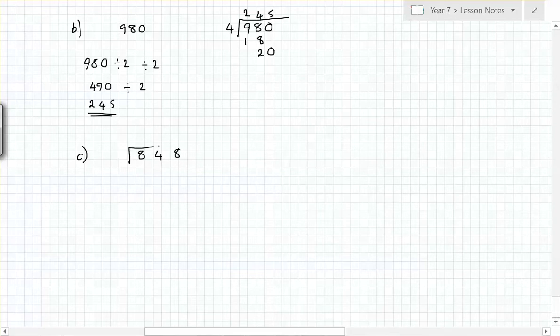848 divided by 8. So I would do it this way. It's getting a bit long to do divide by 2, divide by 2. Right. So 8 into 8 is 1, remainder nothing. Bring the 4 down, nothing. Bring the 8 down, 8. 6 into 48 is 6. Oh my God, 48. I got it right. Remainder nothing, so the answer is 106. I got 101. Okay?